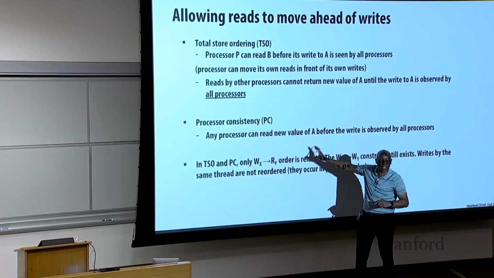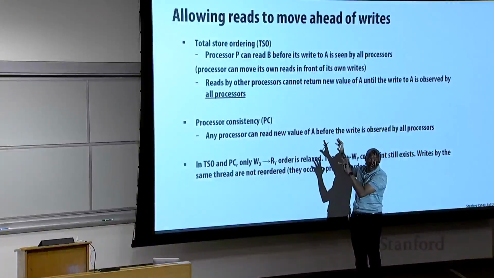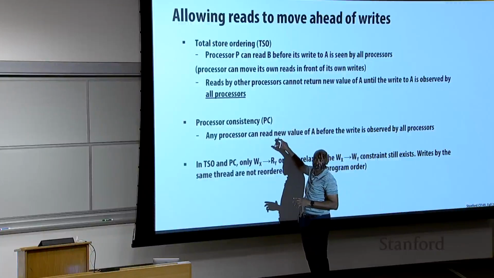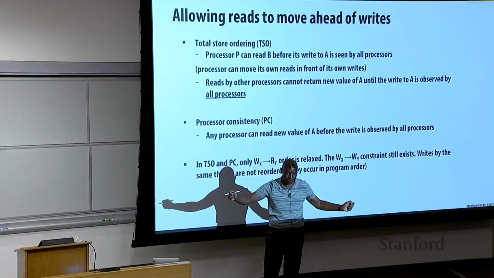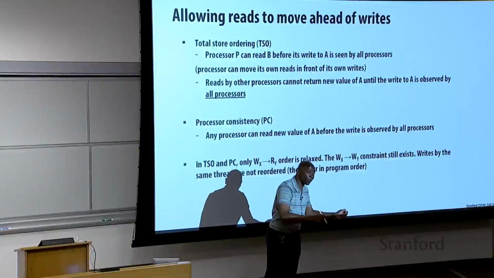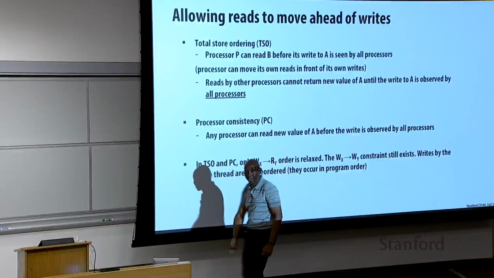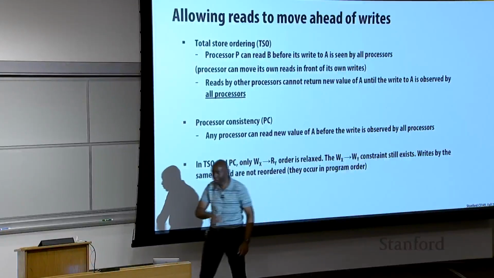So this is the one that says, hey, you can reorder the writes and the reads. And the difference between total store ordering and processor consistency is when everybody gets to see the stores. In total store ordering, everybody sees the stores in the same order. In what I thought was partial store ordering, some get to see it earlier. But anyway, I'll make sure that I actually check.